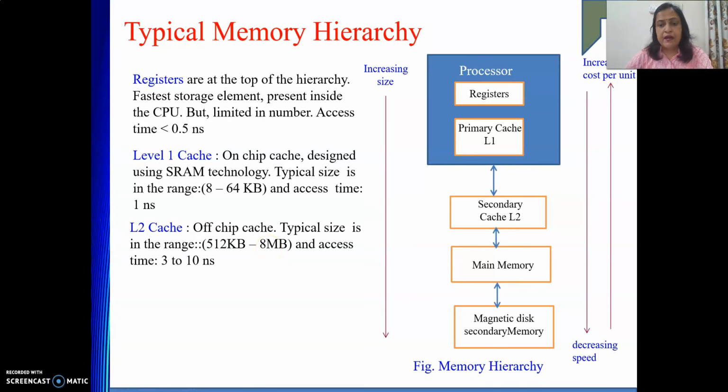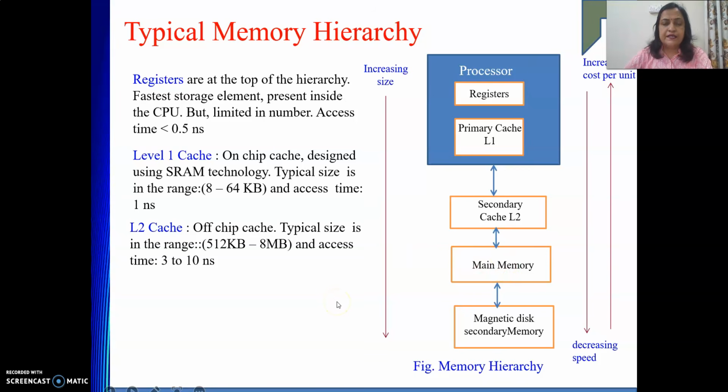Then next in our hierarchy comes the main memory. Main memory is designed using DRAM technology, right? So for storing 1 bit of information, we require 1 transistor, 1 capacitor. So we can provide a bigger size main memory. But there is one but, that here it is slower. Why is it slower? Because of the refreshing required.